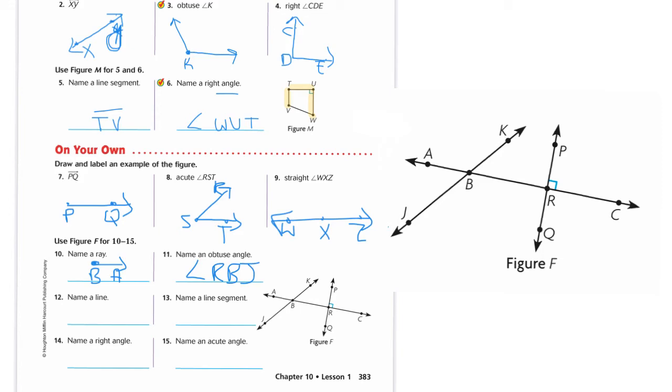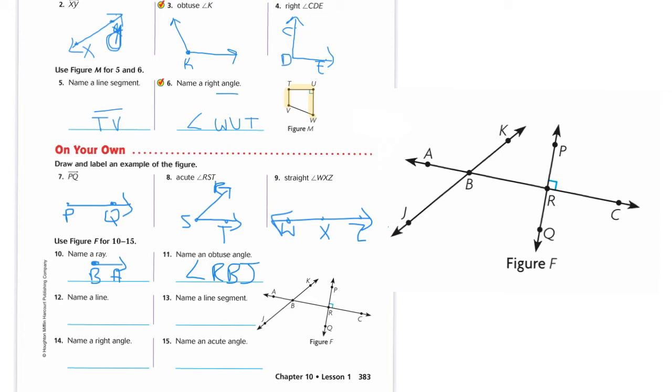So number 12 says name a line, and I've named a couple already. So can you pause and maybe name a line? Pause me and see if you can answer 12 and 13 on your own. See what you come up with there. So go ahead, click pause and answer 12 and 13.